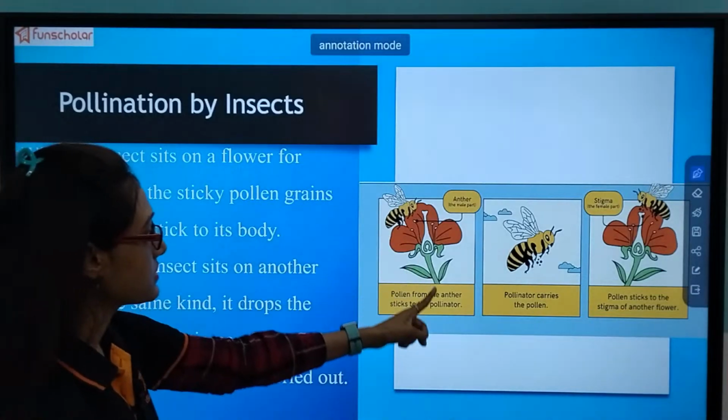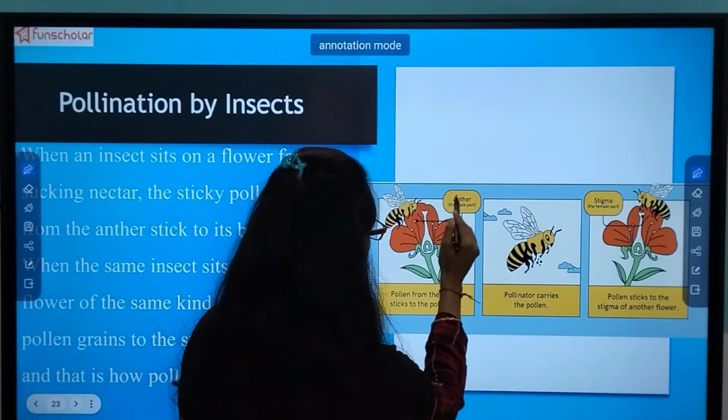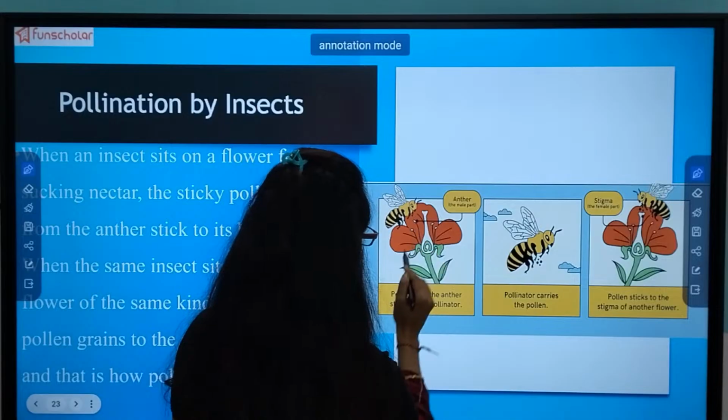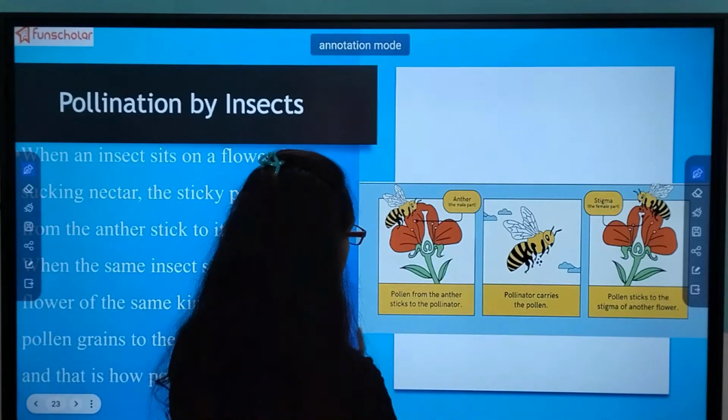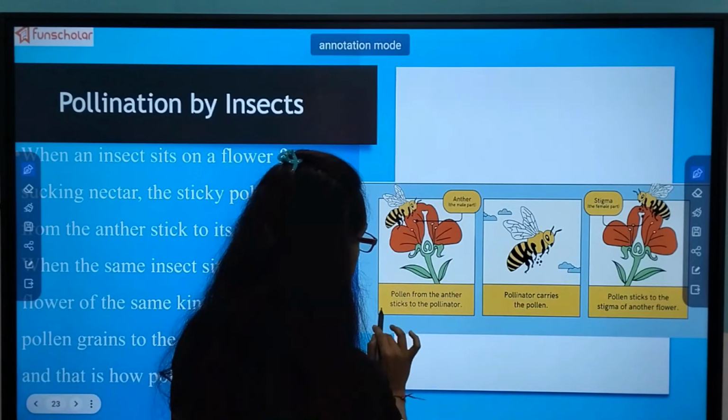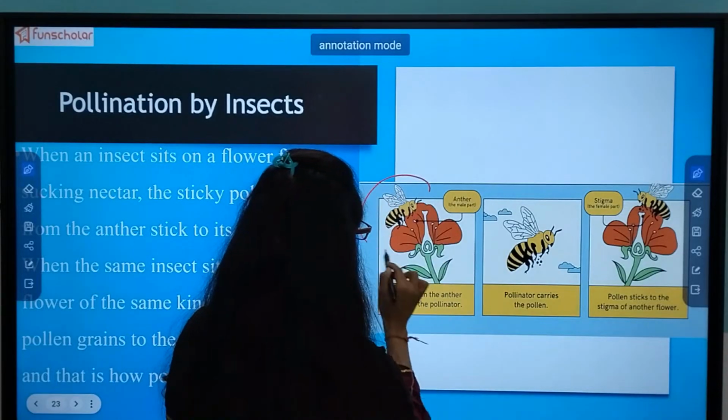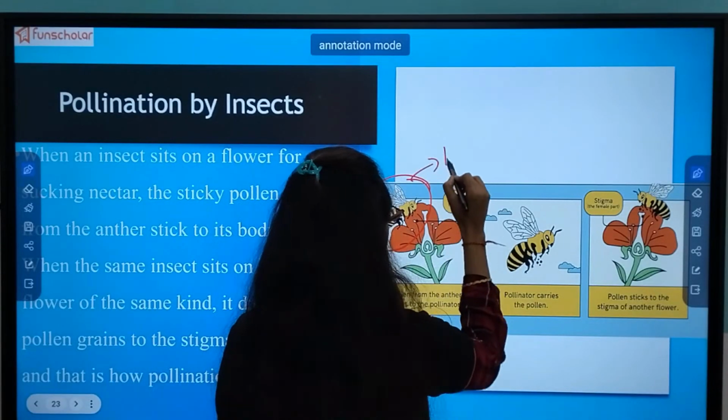Just look at this picture. What is happening? The anther is the male part from where pollen grains are being created. The pollen grains from the anther stick to the pollinator. Who is the pollinator? Honeybee here.